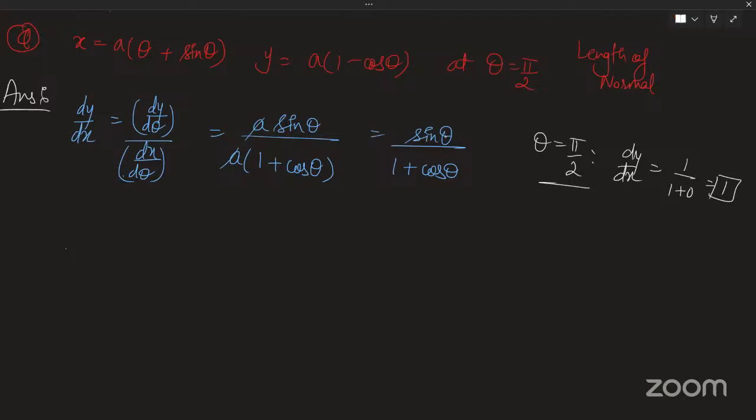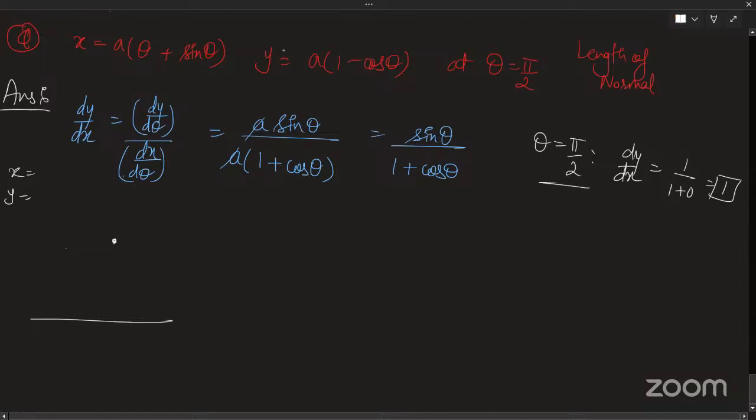You need that point also, right? See, you have calculated the slope, but this point also you need. Can you tell me when theta is pi by 2, what are your coordinates? What are your values of x and y when theta is pi by 2? Just input theta equal to pi by 2 in this equation.